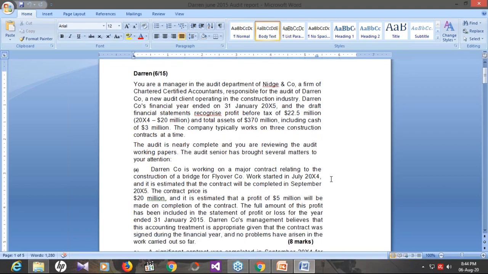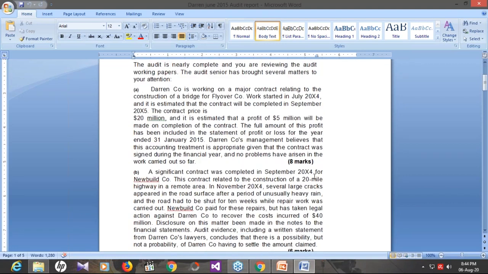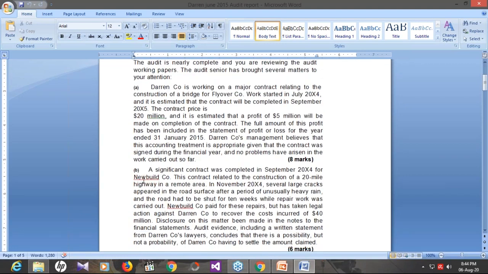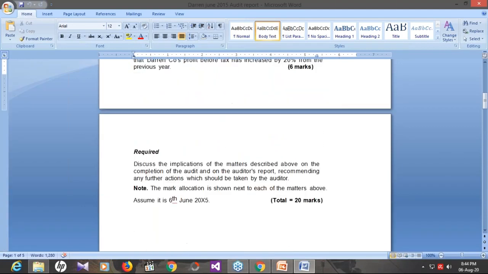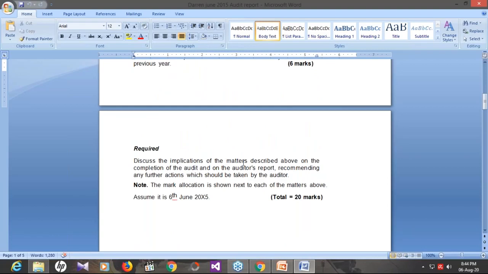Under this style, you can see three scenarios are provided: A, B, and C. These are three scenarios, and you are asked to discuss the implication of the matters described above in the completion of the audit and on the auditor's report, recommending any further actions which should be taken by the auditor. This is a typical requirement that the examiner is used to, and students must also understand the logic behind that requirement.